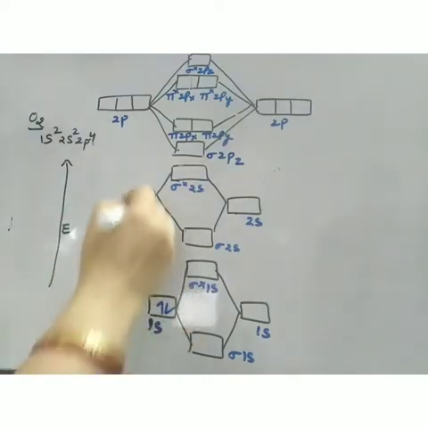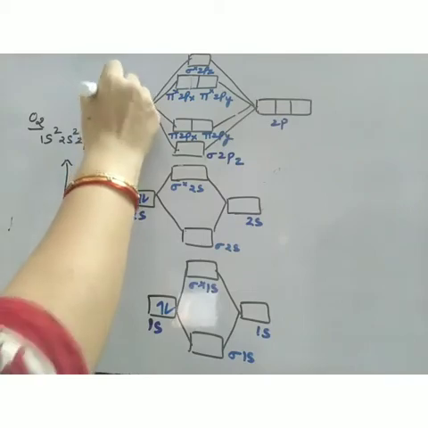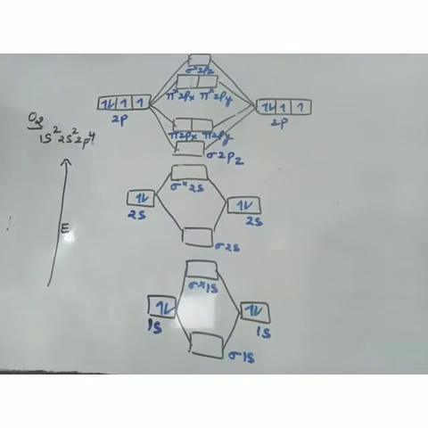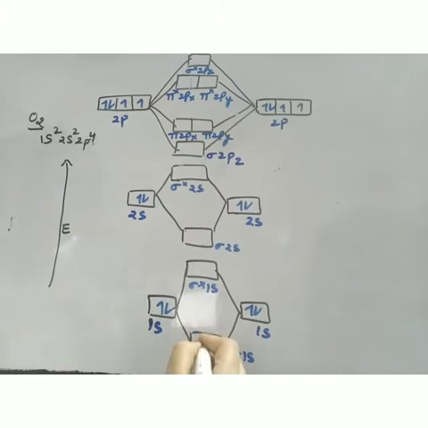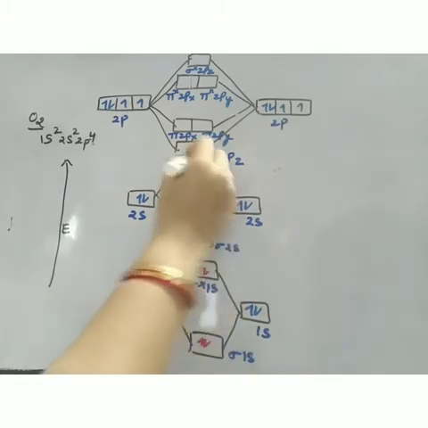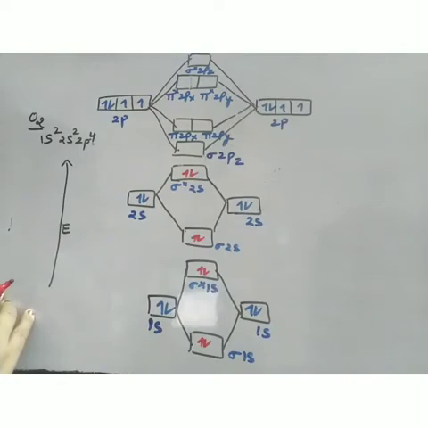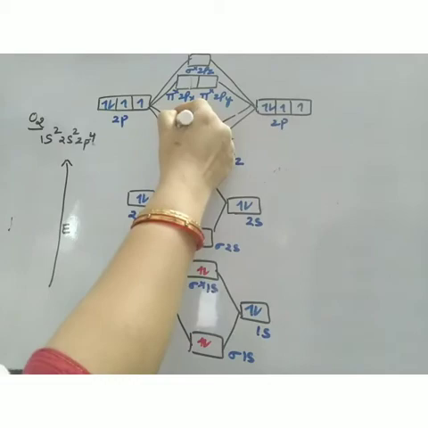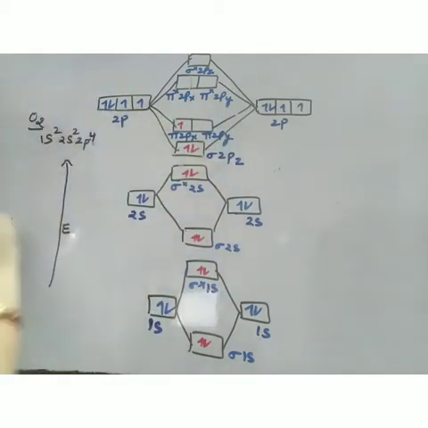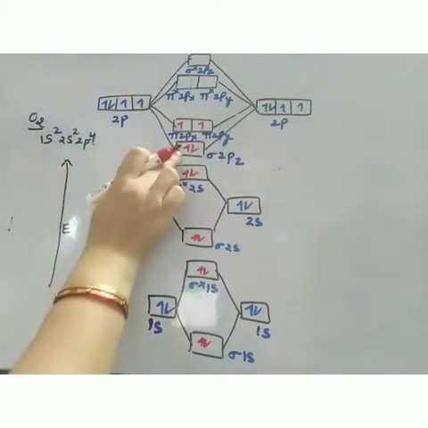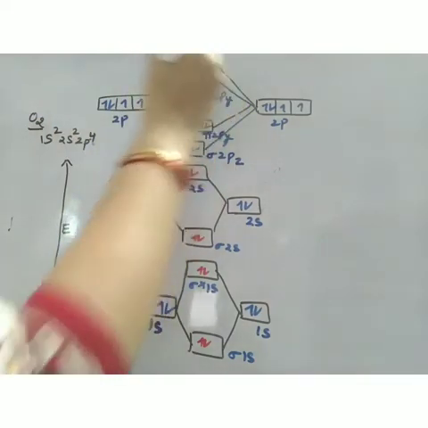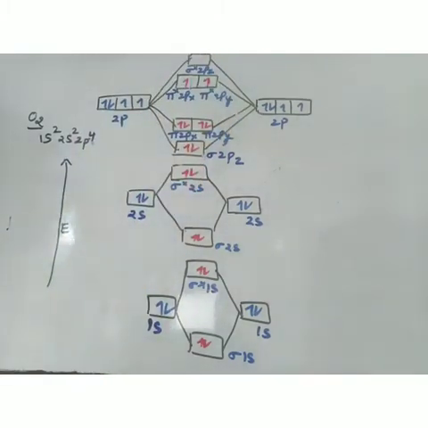Now 1s2, 2s2, 2p4. Now 1s and 2s will be fully filled, so no change. Now 4 electrons here, 4 here, so total 8. So how will we fill? 1, 2. First it will be fully filled. 3, now the third will come here. 4. So 1, 2, 3, 4, 5, 6. 6 I have filled. 7 and 8. Now anti-bonding orbitals will start filling.